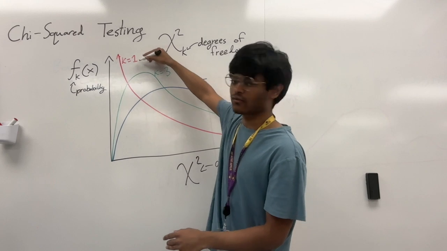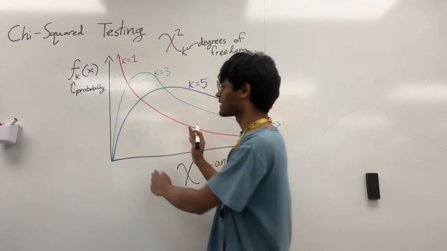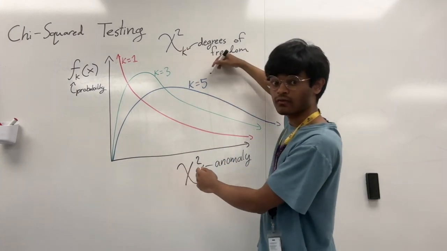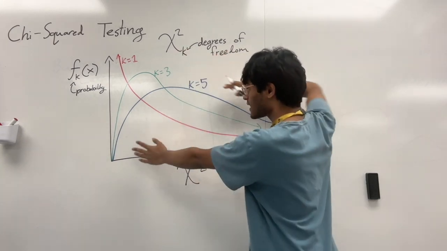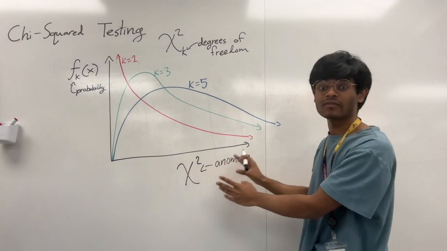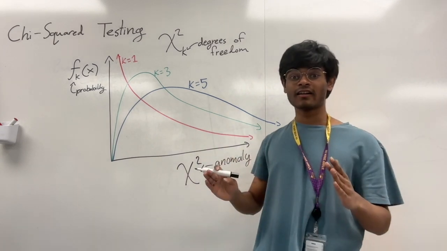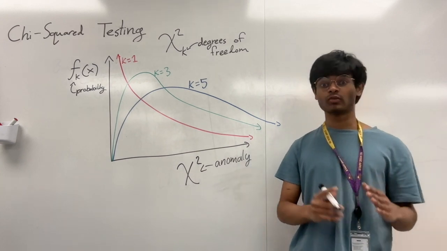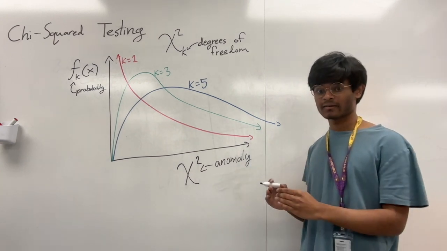Starting with 1 degree of freedom, our anomaly is probably going to be pretty small. But as we increase degrees of freedom, the spread of these anomalies and the size of these anomalies is likely to get bigger, even if there isn't any true anomaly between our data and what we expect.